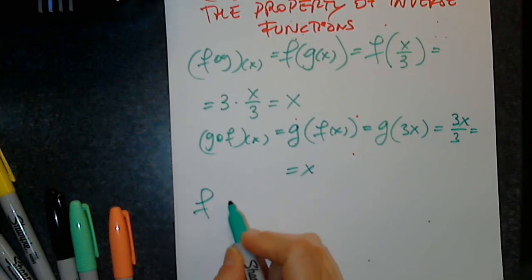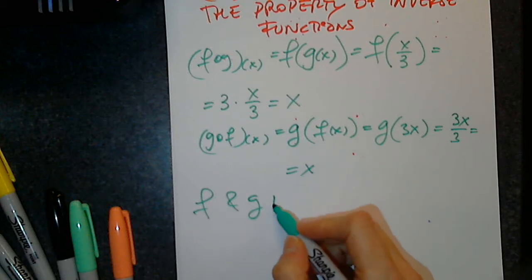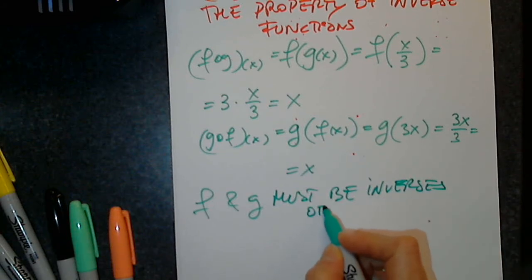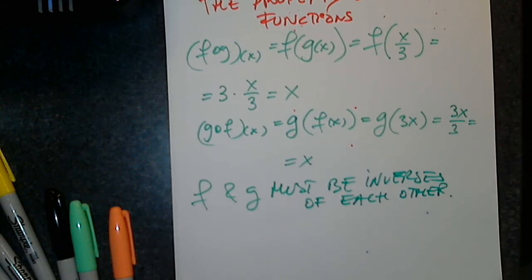What do we conclude about f and g? Since f composed with g as well as g composed with f, they give us plain x. It means, look, I'm applying two functions in two different orders, and I still get plain x. What is happening here? One is annulling the effect of the other on x in both directions. So what do I write? F and g must be inverses of each other. Very good.